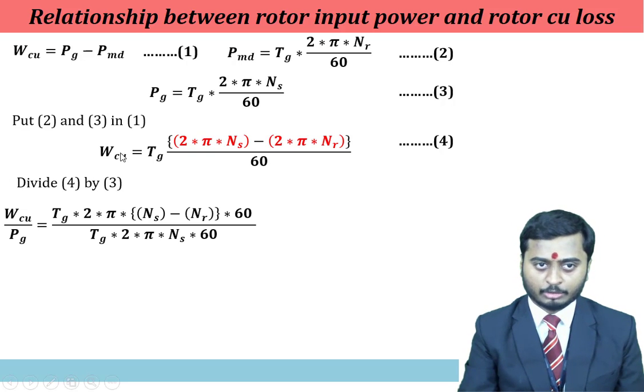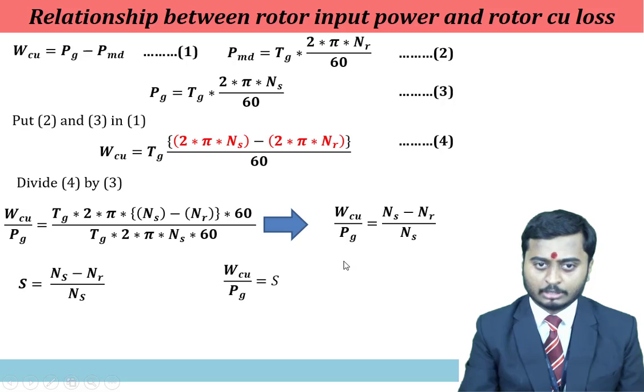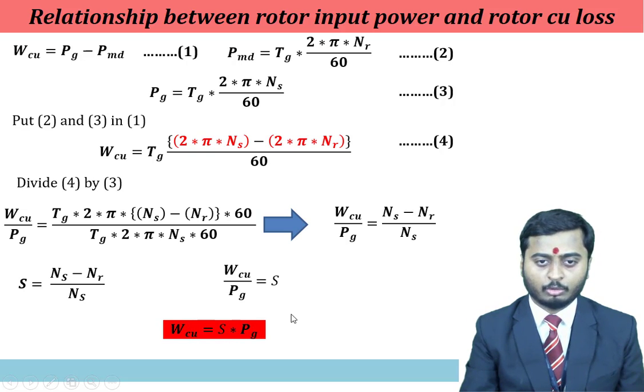So when I divide this WCU by Pg, I will get WCU upon Pg equal to Tg, as it is 2 pi I will take common from these two brackets, and what I will get is ns minus nr. Now here it will be 60, that 60 will be from equation number 3, divided by Tg into 2 pi ns from equation number 3. So here you will observe that Tg will get cancelled, 2 pi will get cancelled, 60 will get cancelled, and here we will get the relation WCU upon Pg equal to ns minus nr upon ns. But we know that ns minus nr upon ns is nothing but slip. So therefore I will get a relation WCU equal to S into Pg.